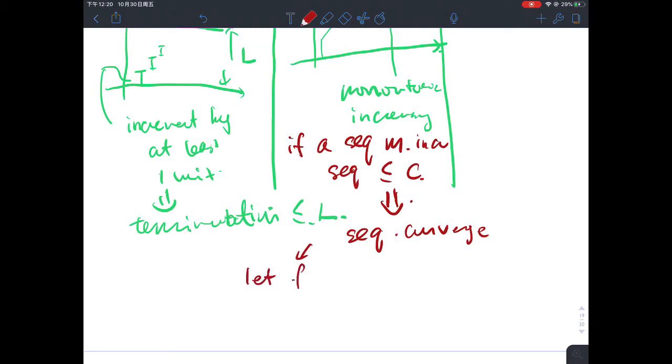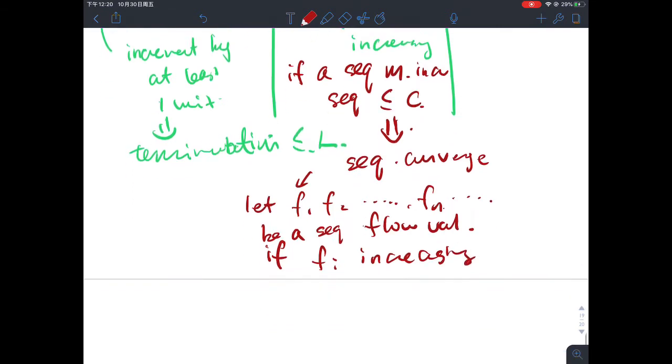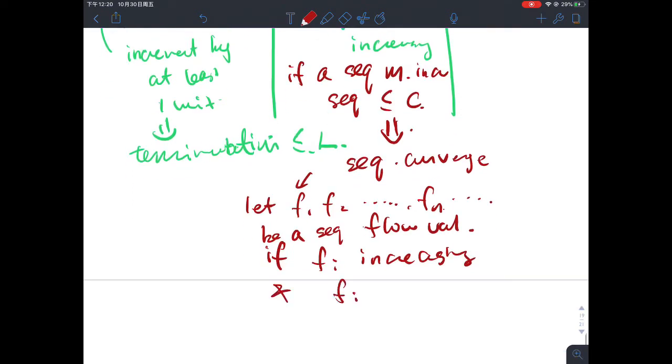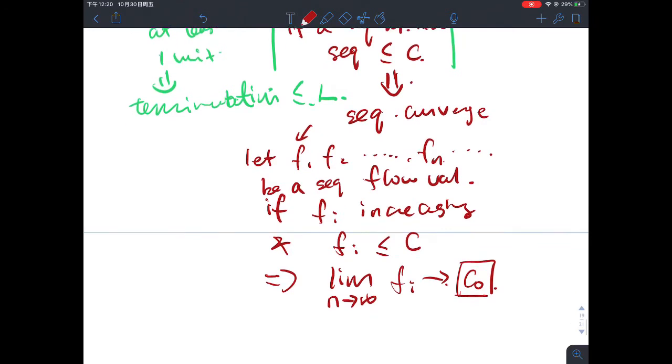Let's say that f1, f2, ..., fn is a sequence of flow values. In case fi is monotonically increasing, and fi is always less than a constant, then we know that the limit of fi converges to a specific number, right? We don't know the number, but we know it converges. So there are two implications here.